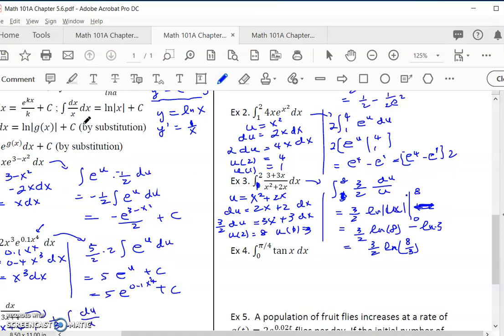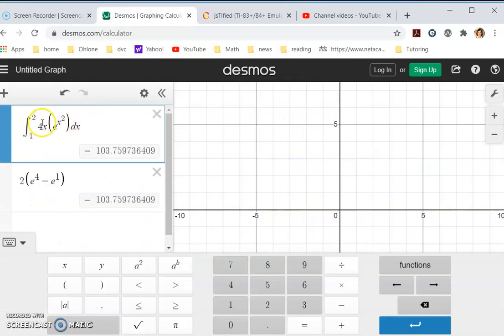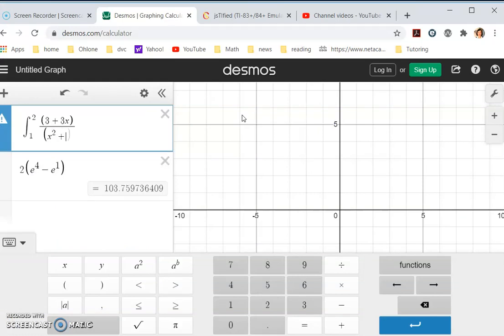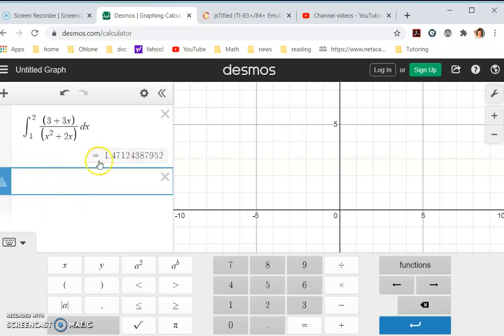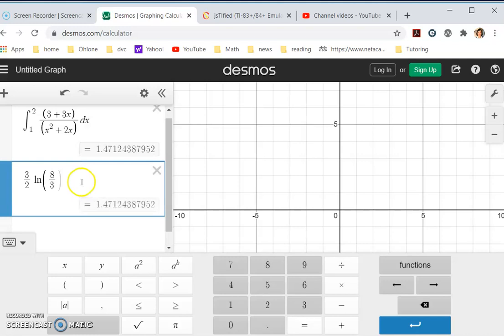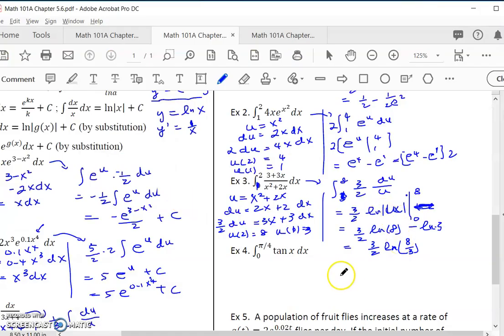And then 3 plus 3x over what? X squared plus 2x, dx. So we have this. Would that fit our answer? Our answer was 3 over 2 ln 8 over 3. Exactly. So this is a correct answer.